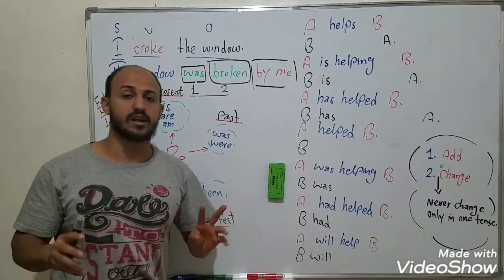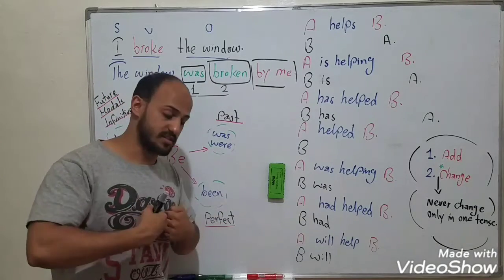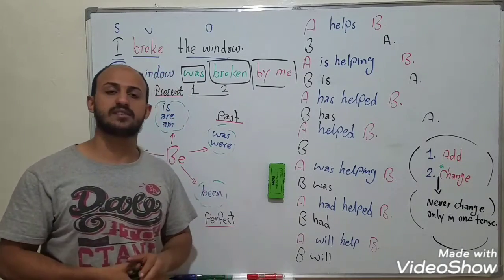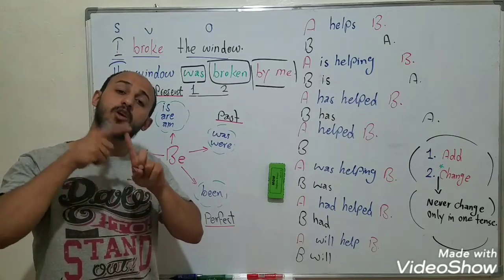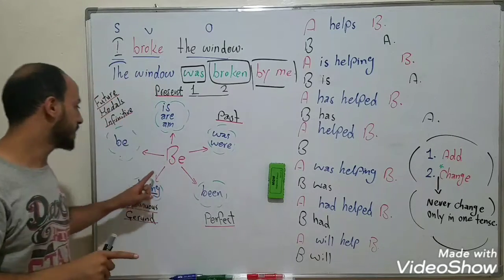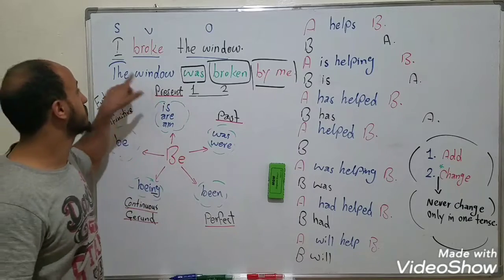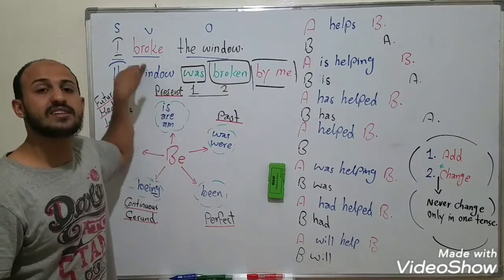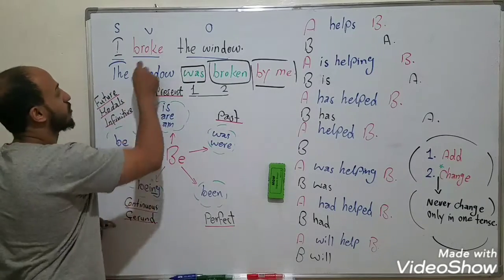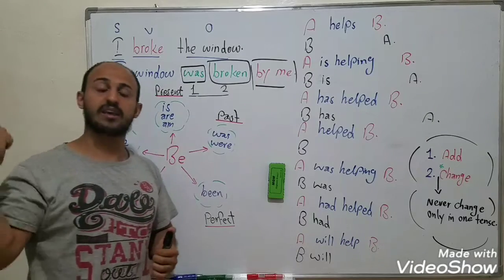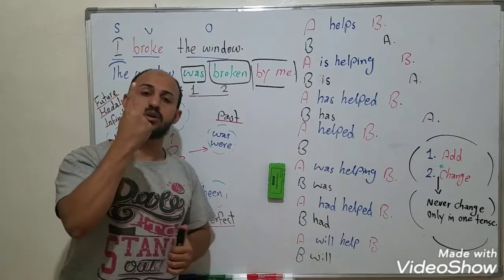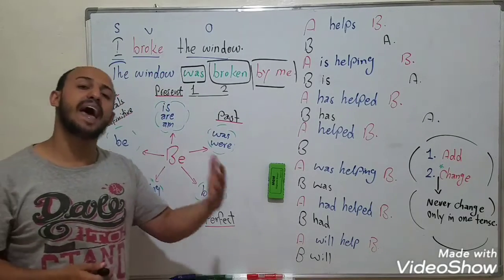I'm not talking about changing. Changing is clear, all right. But I'm talking about things you make new in the sentence. So number one, you add. And what you add, verb be. How you know what to add, all right? So see in this sentence, I broke the window. What is the tense in here? I broke. So broke, I have break, broke, broken. So it is in the middle, which is past, all right?